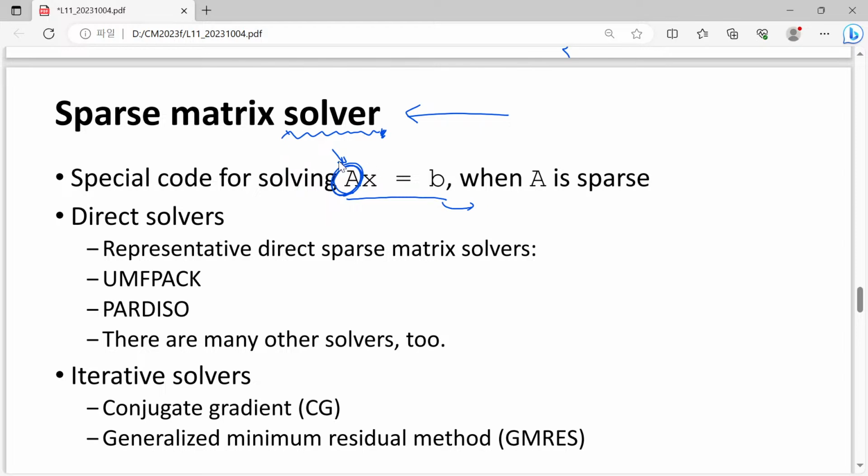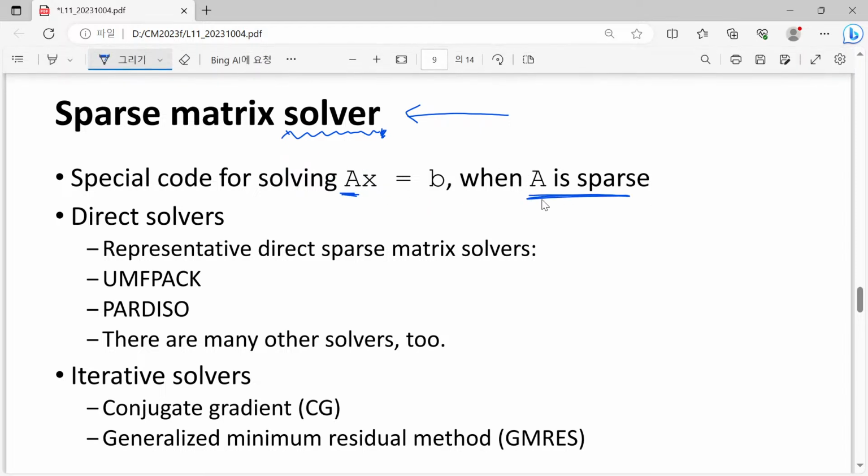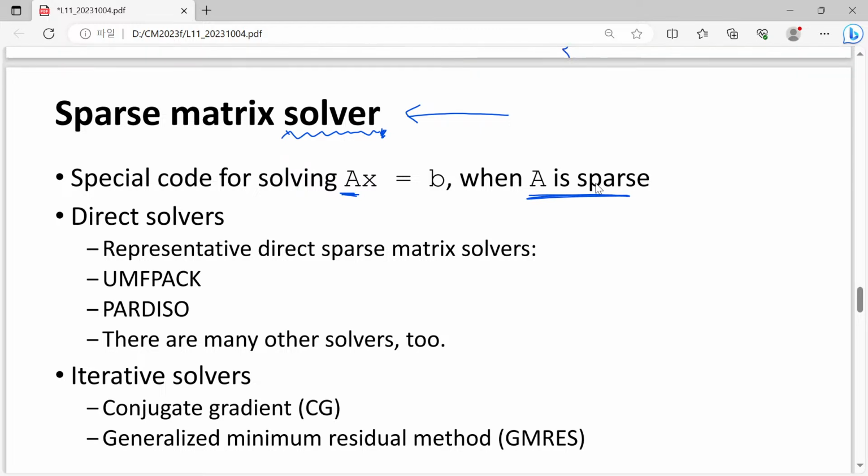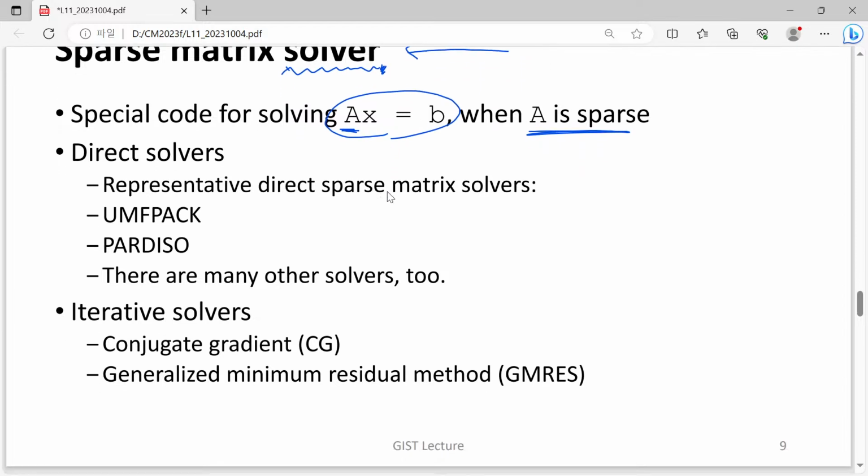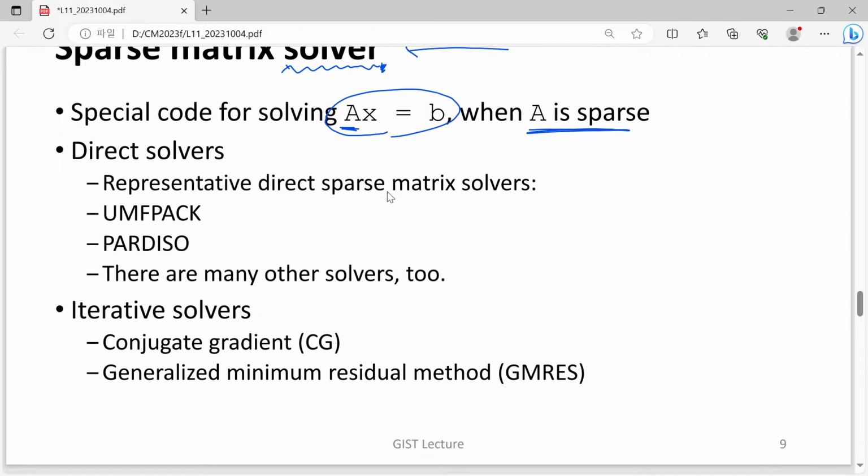But fortunately, when you have AX equal to B and when A matrix is sparse, then we can find a much faster matrix solver for the same problem. Okay, so that is our main motivation to adopt this sparse matrix representation.